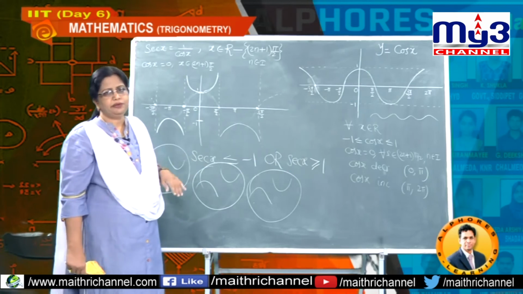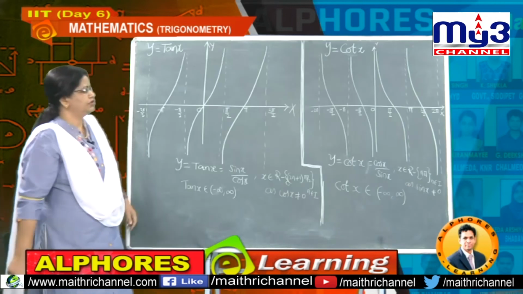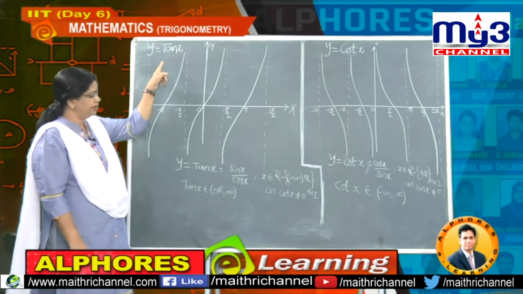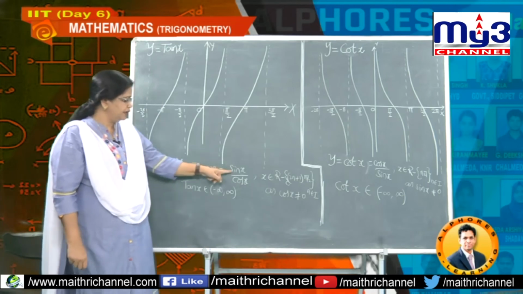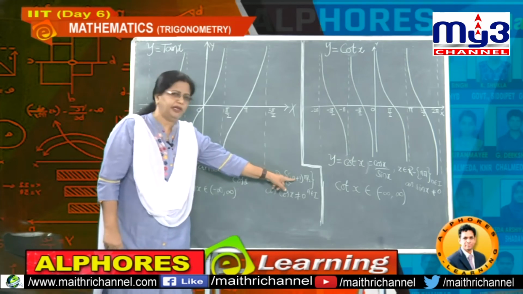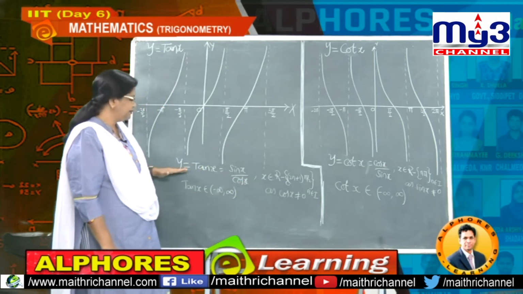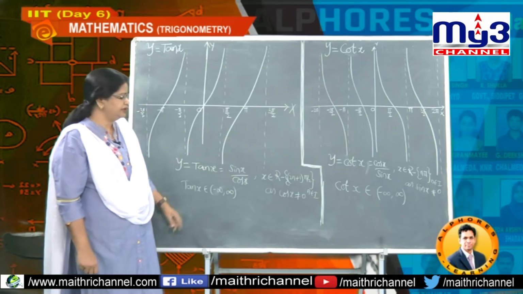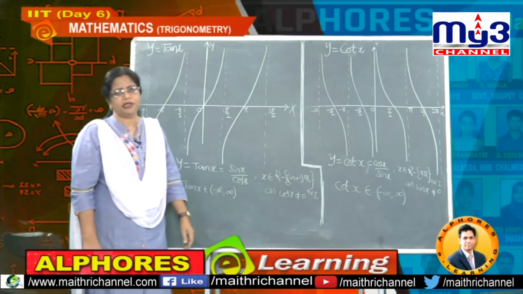Now what are the leftover two functions, tan x and cot x? Let us discuss those also. So students, observe these graphs. This is y equal to tan x. Y equal to tan x means what? Sin x divided by cos x. And you know cos x value is 0 for all odd multiples of pi by 2, 90, 270, etc. Therefore this function must be defined only when the denominator is not equal to 0. That's why we have taken all the real numbers except odd multiples of pi by 2.